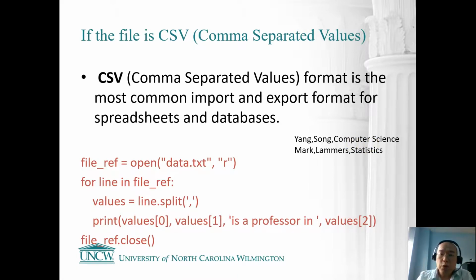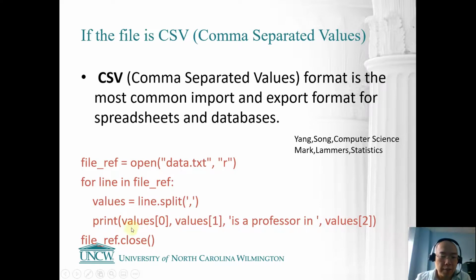Okay, we read a whole line: Yang, comma, Song, comma, computer science. But now if we do a split by comma, what do we have? We have a list of 3 strings. That is Yang as the first member, Song as the second member, and computer science as the third member. And after that, I'm going to put that into values. So for the values, we have a list of the 3 members, and they are all strings.